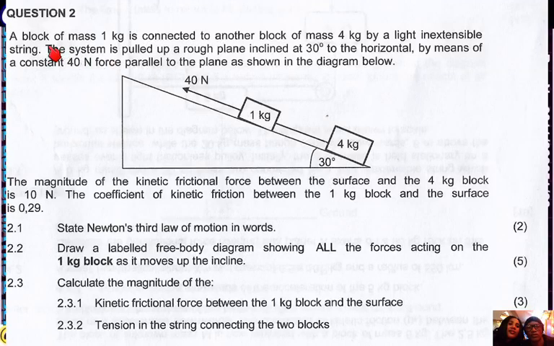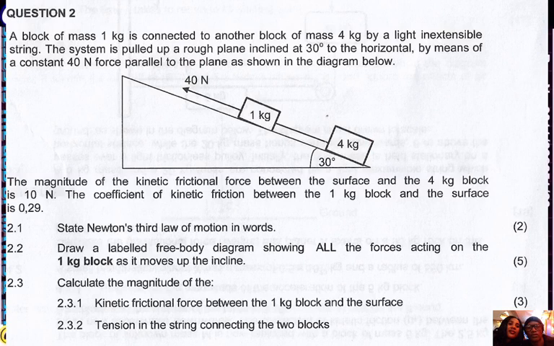Newton's law. Here's another question. It says a block of mass 1 kilogram, which is this one, is connected to another block of mass 4 kilogram, which is this one here, by a light inextensible string. The system is pulled up a rough surface.